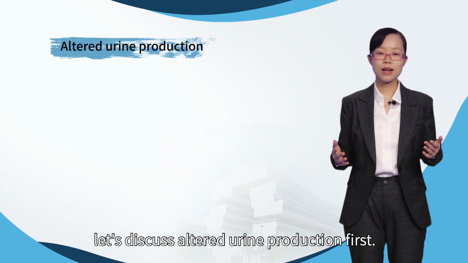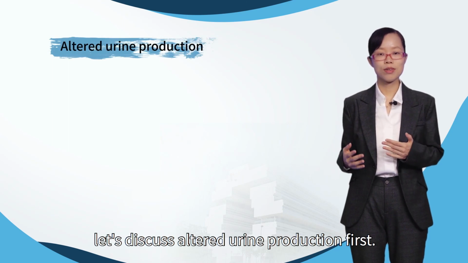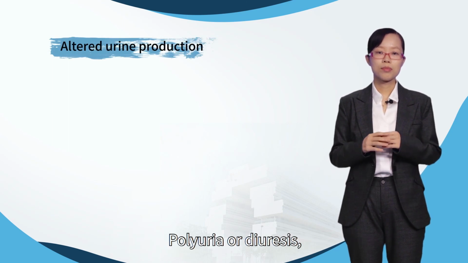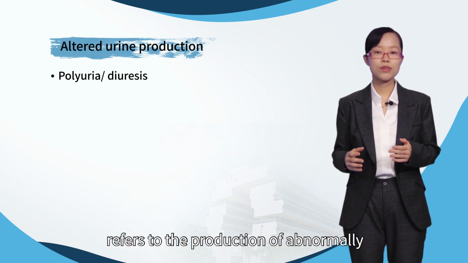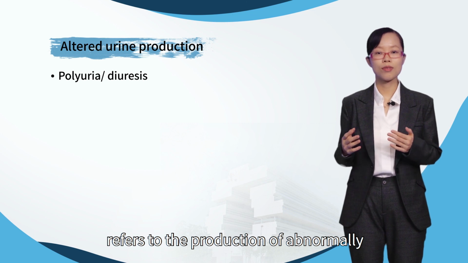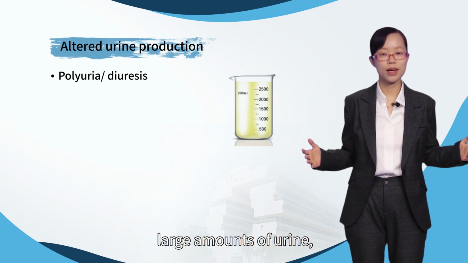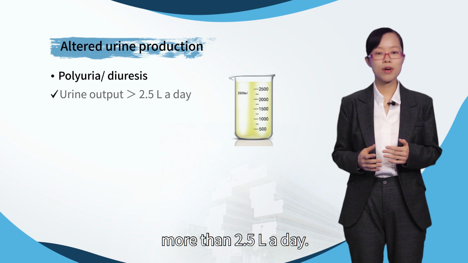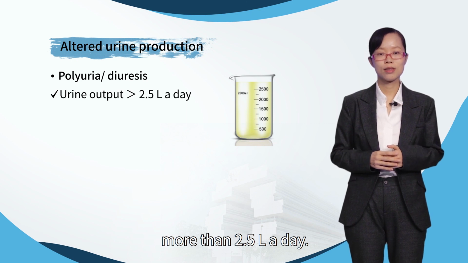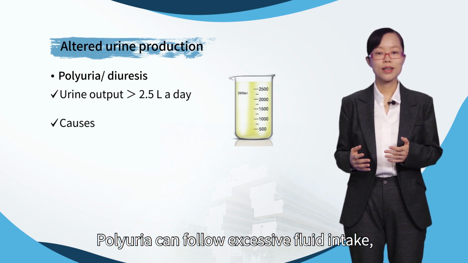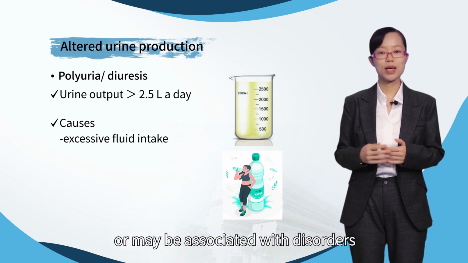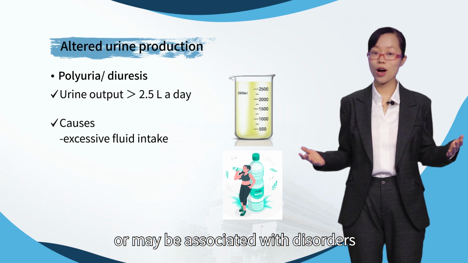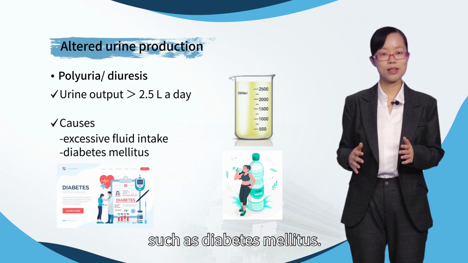Now, let's discuss altered urine production first. Polyuria, or diuresis, refers to the production of abnormally large amounts of urine, more than 2.5 liters a day. Polyuria can follow excessive fluid intake, or may be associated with disorders such as diabetes mellitus.